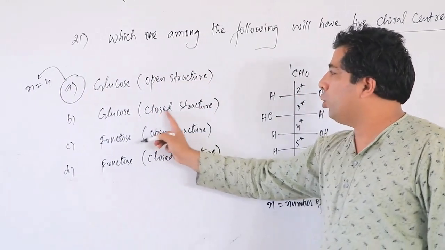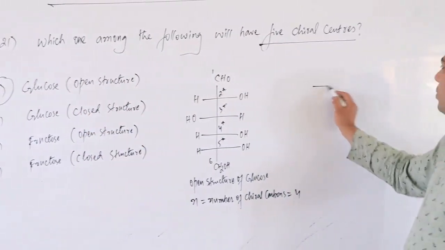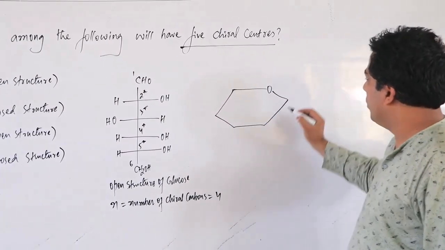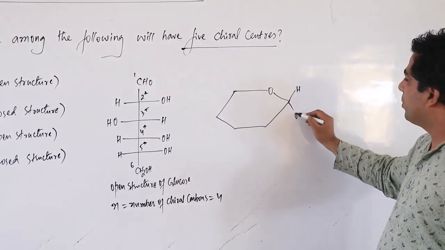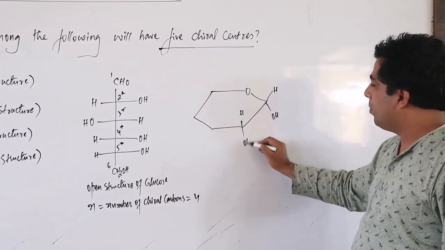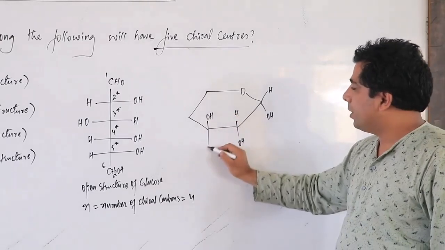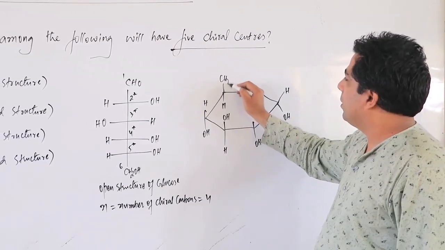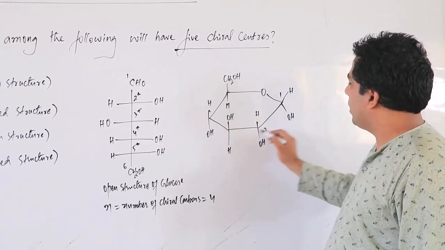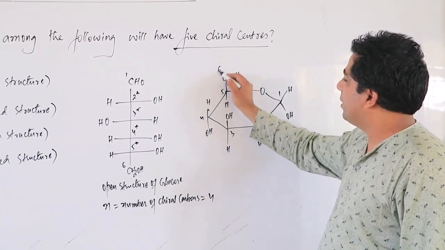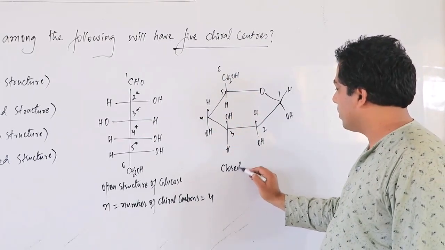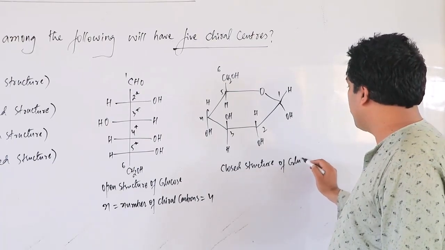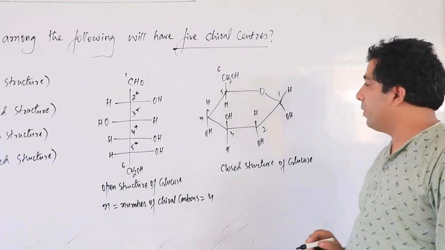If we look at the closed structure of glucose, the closed structure of glucose is like this. It should have 5 chiral centers. Have a look. H, OH, H, OH, OH, H, H, OH, H, then CH2OH. This is first carbon, second, third, fourth, fifth and sixth. This is the closed structure of glucose.